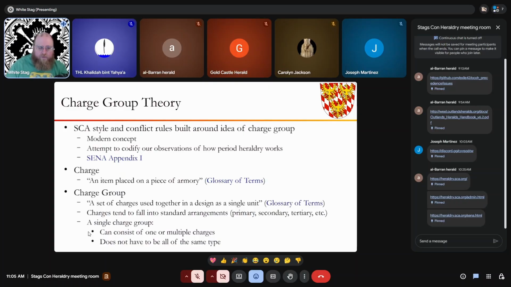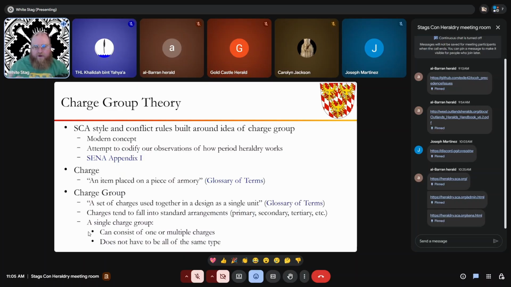So a charge group, a charge is a single thing. In my armory here in the top right, there are 3 eagles. Each one of those eagles is a charge. However, those 3 eagles together form a charge group. A charge group is a set of charges that form a single design unit, basically. They fall into standard arrangements, and we'll talk about those arrangements as we go through the class.